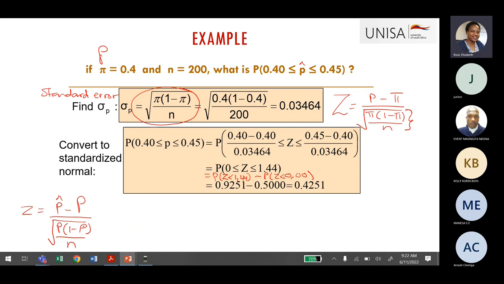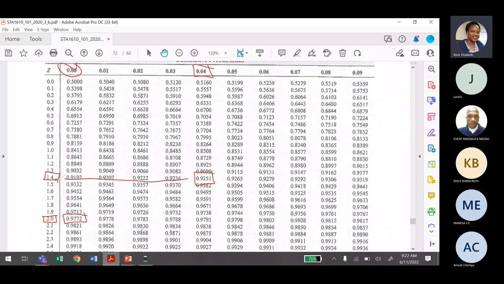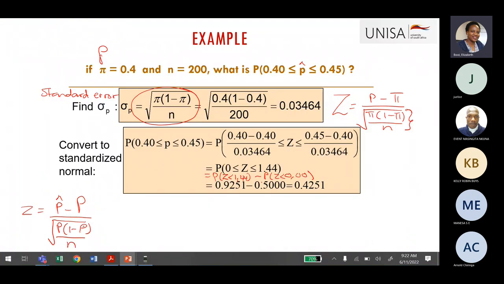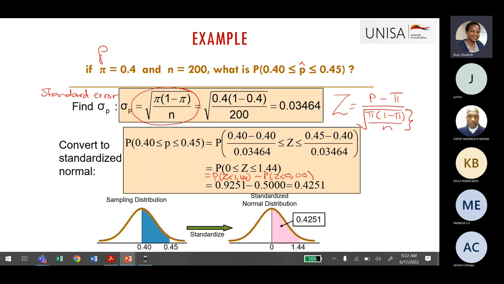Then we went to the 0.00, which is also on the positive side, 0.00 at the top, and the answer we get is 0.5000. And we subtract one from the other and we get the probability that it lies between 0.4 and 0.45 to be 0.4251. So we have moved from a sampling distribution to a standardized normal distribution.